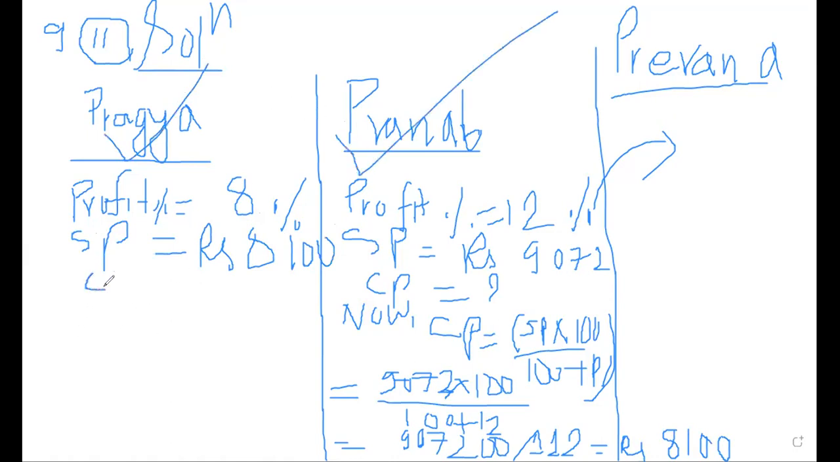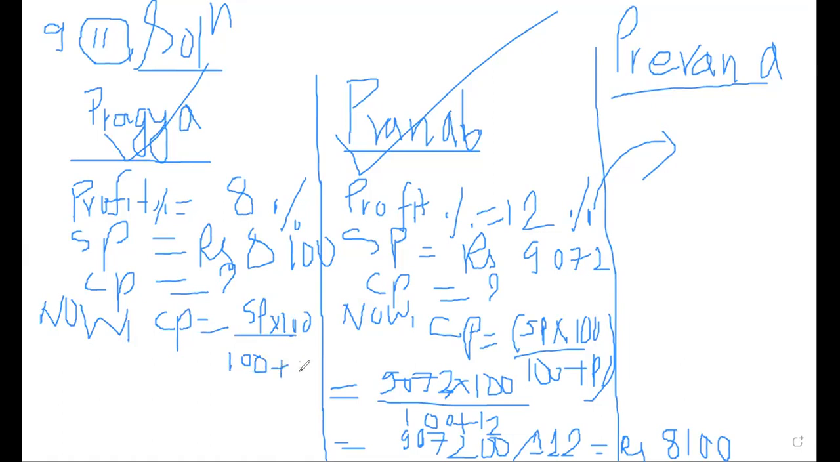Now, can you find out the cost price of Pragya? Which formula will you use? SP into 100 divided by 100 plus profit percentage. Let's solve. Are you understanding, children? Good.